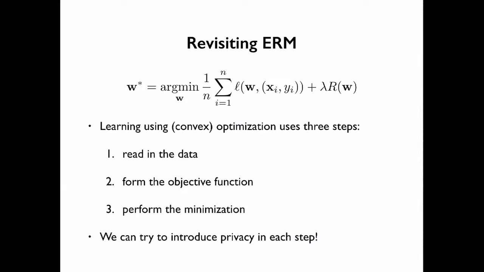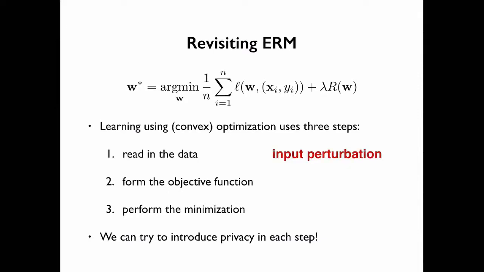Here's three steps. We can try to put the noise in one of the three steps, and hopefully one of them will be a bit better than the others. Generically speaking, for any kind of process which goes this way, read in the data, form an objective that you'd like to minimize, and then do some optimization, we can look at general approaches to introducing privacy here.